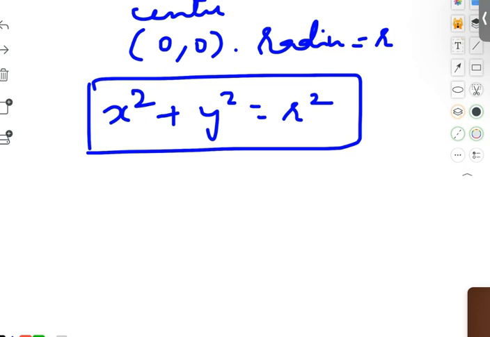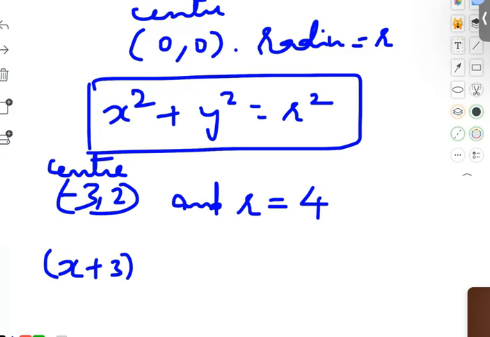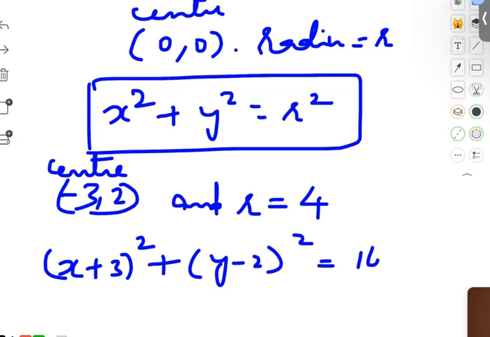Okay. Next one: center minus 3 comma 2 and r is equal to 4. So this is your center. What will happen? (x plus 3) square plus (y minus 2) square equals 16. Find it.